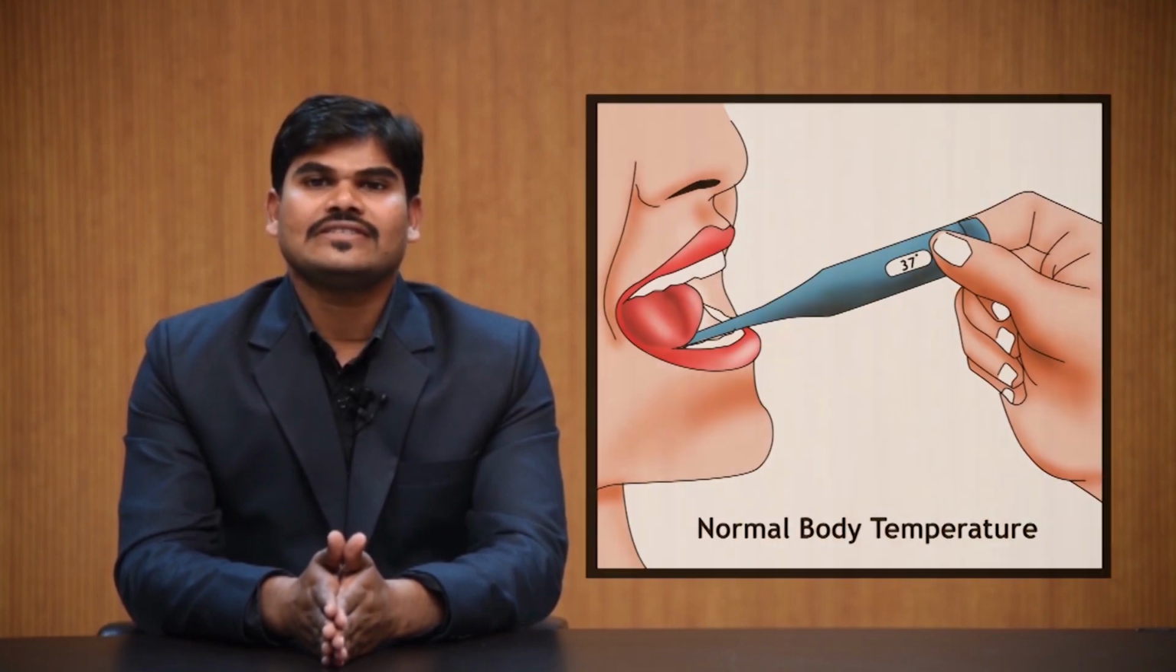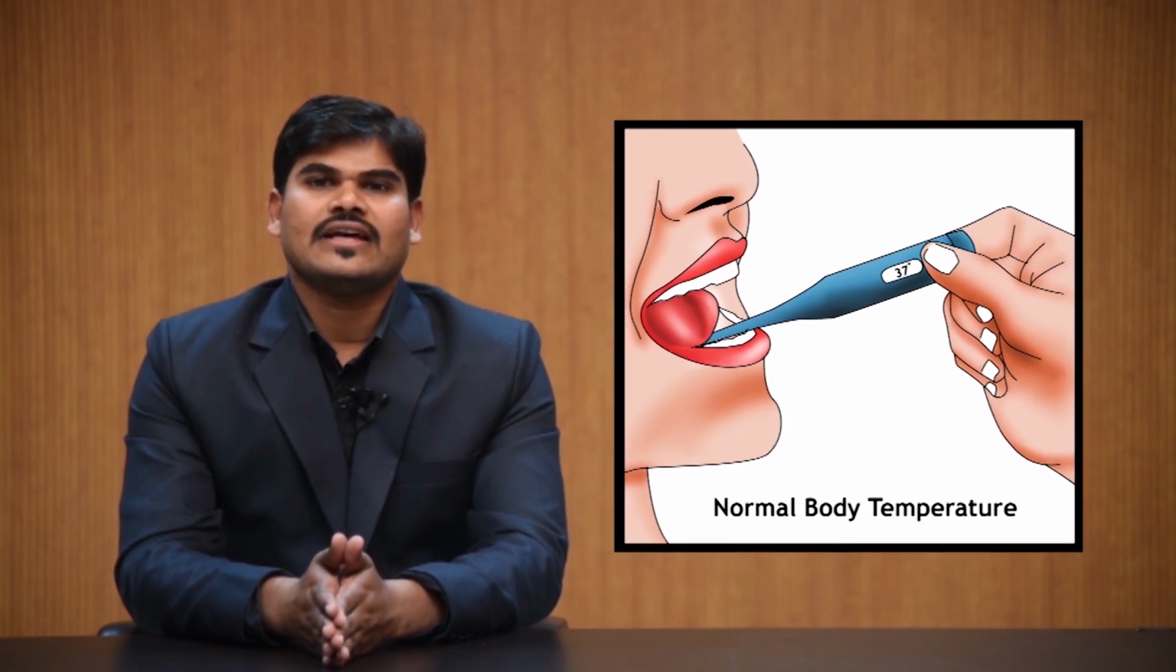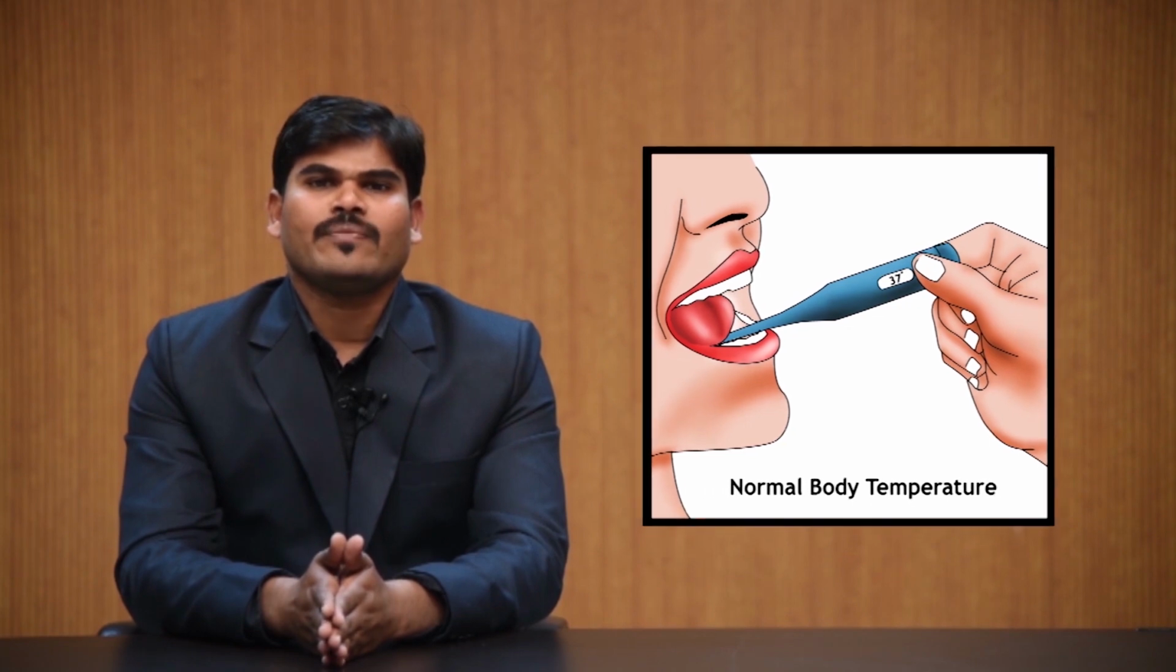Now we will learn about taking body temperature. Normal body temperature can range from 98.6 degrees Fahrenheit, equivalent to 37 degrees Celsius, to 99 degrees Fahrenheit or 37.2 degrees Celsius for a healthy adult. A person's body temperature can be taken orally, rectally and axillary.